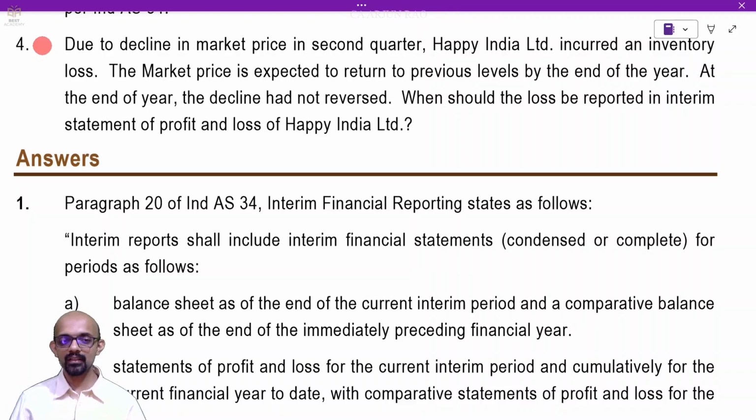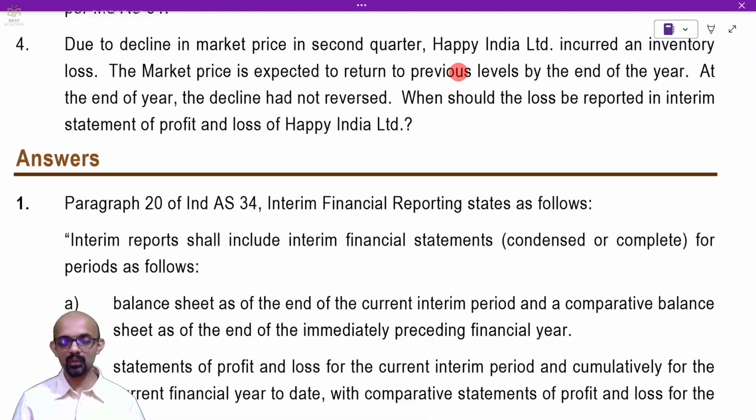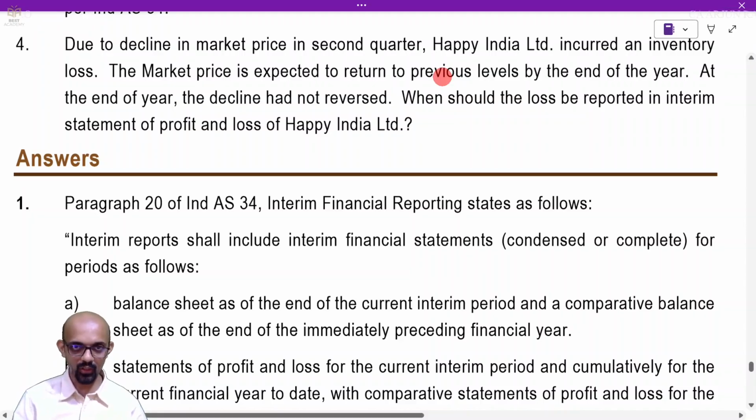So this illustration, this test your knowledge question 4, relates to a loss in inventory that is to be recognized because of decline in market price. So market price has declined in the second quarter, and the question is asking us whether we should recognize this loss, because we are expecting the loss to reverse by the end of the year. Now, we don't postpone recognition of inventory write downs just because we expect it to reverse in future. So, we don't do that, right? It has to be recognized in that quarter itself. That is test your knowledge question 4.